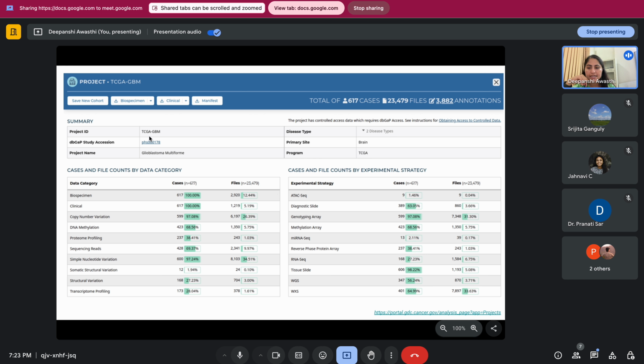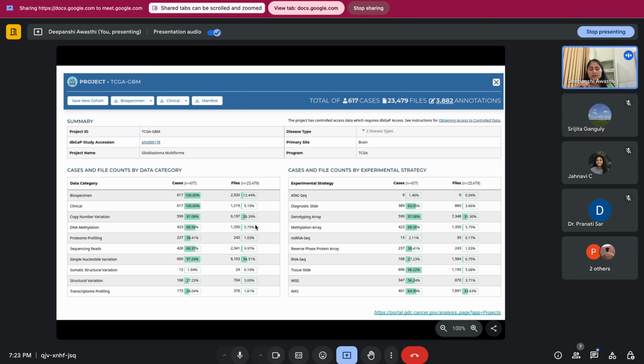This is the project ID, and if you look carefully at the cases and file count, the data categories are shown. For biospecimen, it tells you the number of cases obtained: 617 cases and 2920 files are present. For copy number variations, 599. For the clinical data category, 617 cases are present. For DNA methylation, 423 cases are present. These are the cases and these are the files.